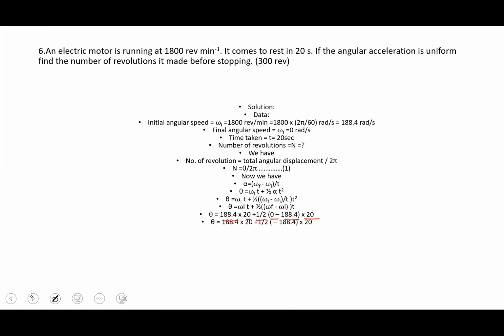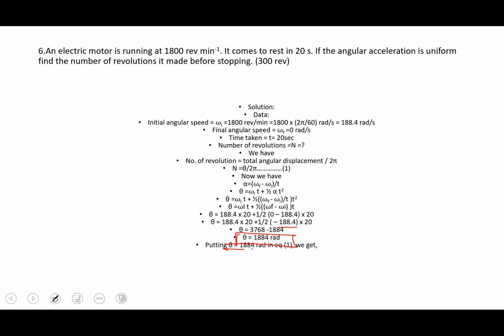So after putting in these values, what do we get? We get 188.4 into 20 plus 1 over 2 into minus 188.4 into 20, so we get 3768 minus 1884. The rotation we have is 1884 radian. That is the rotation of that motor in just 20 seconds.